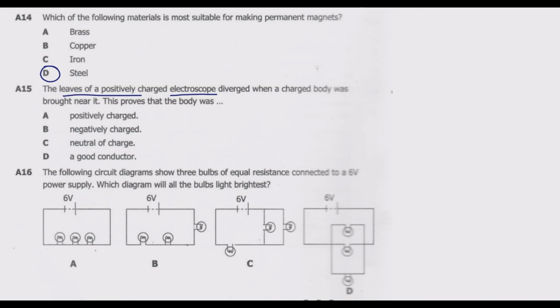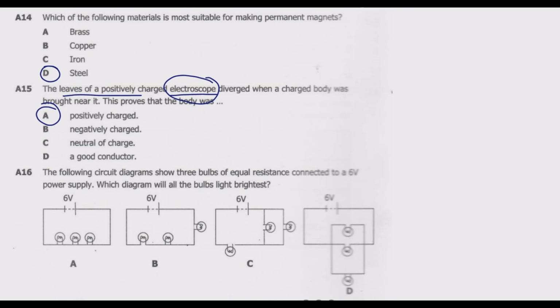Remember the first law of electrostatics states that like charges repel each other, and unlike charges attract each other. So for the leaves to diverge, it means there is a repulsion. So this body should also be positively charged. So you notice that A is the best answer in this case.